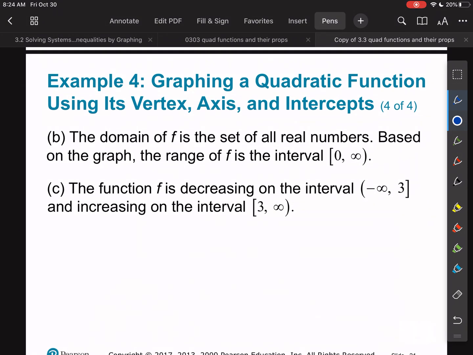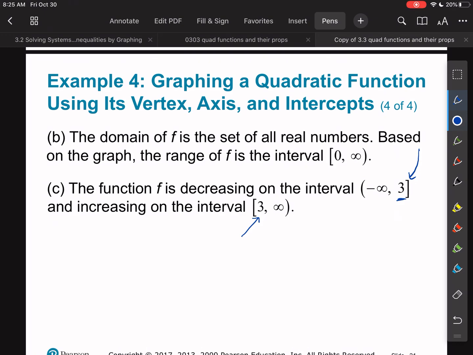Oh, but look at this. Here they did include the 3 for both. Since they're showing that here, I would say on your homework, include the 3. Even though on a technical level, I don't believe that it is increasing or decreasing at 3.